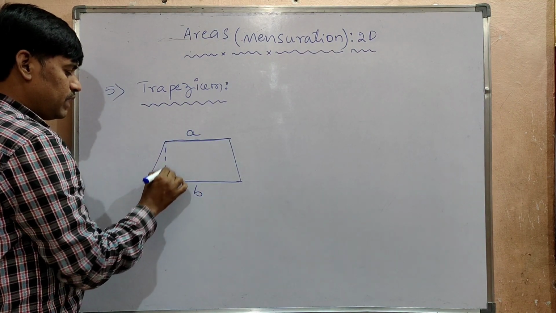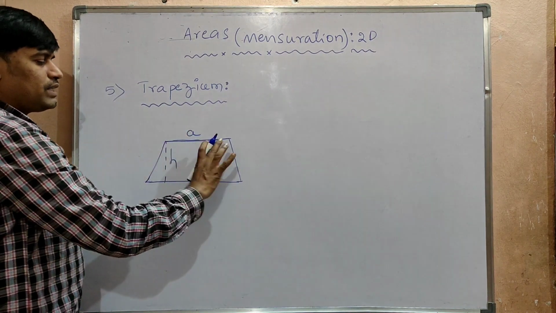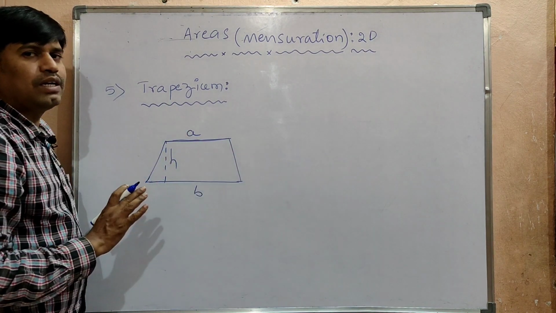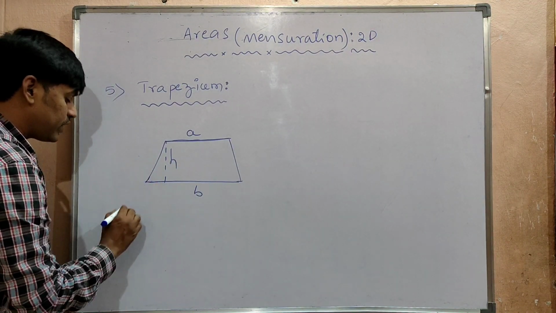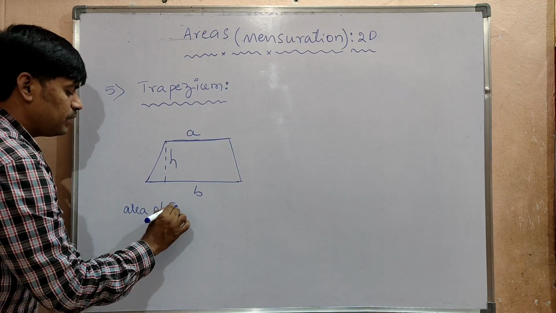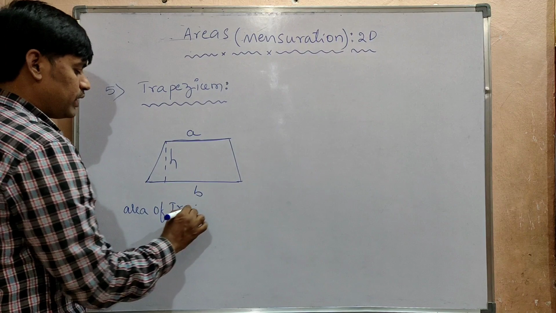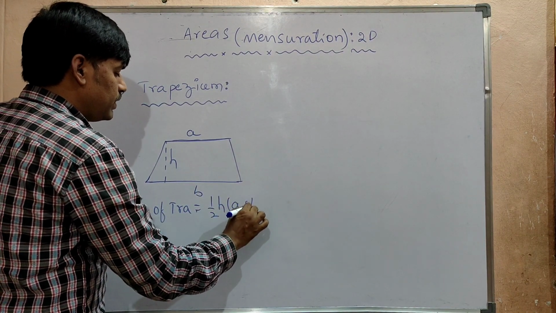Here it is h. a and b are the parallel sides, and these other sides are not parallel. Now, the area of the trapezium is equal to 1 by 2 into h of a plus b.